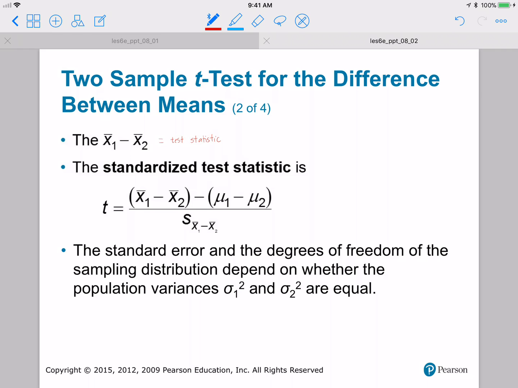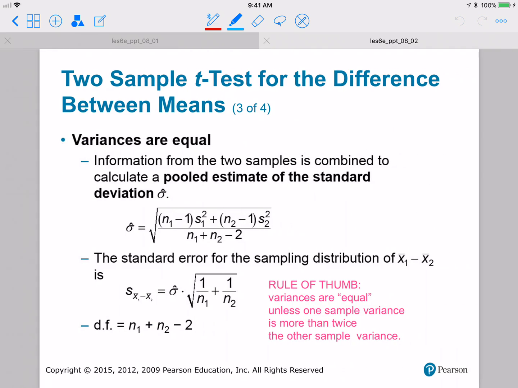And now we'll have something that is a little different. When we go to compute our standard deviation, sometimes also called the standard error because we are dealing with the sampling distribution, it depends on whether or not the population variances are equal. So remember, variance is just your standard deviation squared. So your population variances are sigma 1 squared and sigma 2 squared.